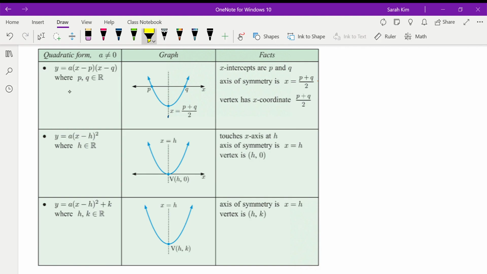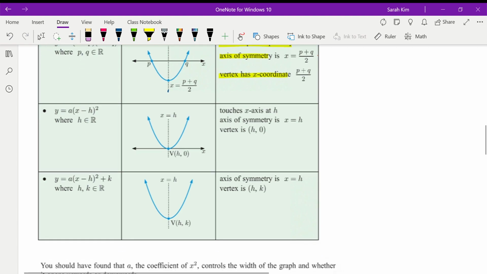So these are the facts. Just come back to it. Obviously highlight it if you want to, or just leave it. X-intercepts are p and q. Axis of symmetry is always given by adding the two x-intercepts and dividing by 2, so finding the average, meaning the vertex will have the x coordinate of (p plus q) divided by 2. Because I have the x coordinate of the vertex, technically I should also be able to find the y coordinate of the vertex by substituting it back into this equation. But we'll talk about that more in the examples.